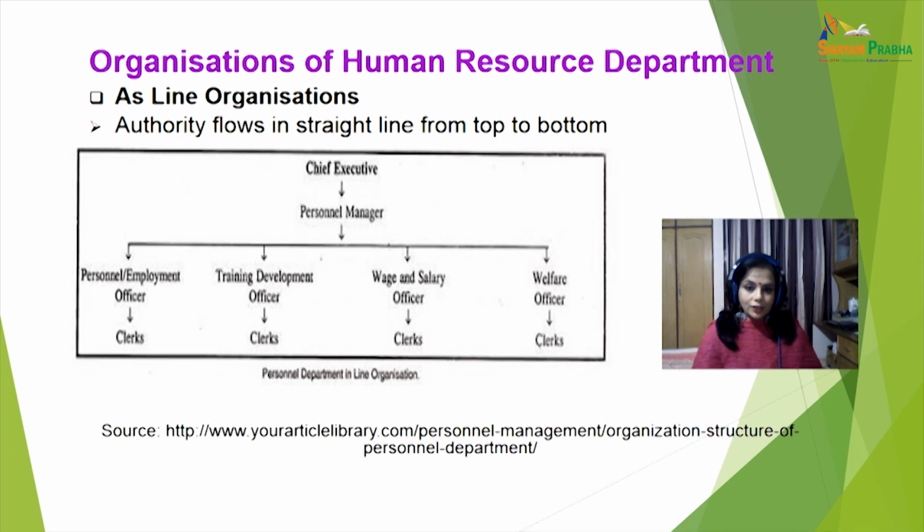Say, if the organization structure is like chief executive and then different departmental heads, then we will take up the HR department only. So personal manager or the HR manager is the head, and under him four types of officers are there, or four departments are there. The head of the four departments are personal or employment officer, training development officer, wage and salary officer, and welfare officer. And under each of the officers, there are clerks. So this is a strict line authority structure or line organization structure. And in this structure, unity of command principle is strictly followed. And strict line of communication is also followed in this structure.